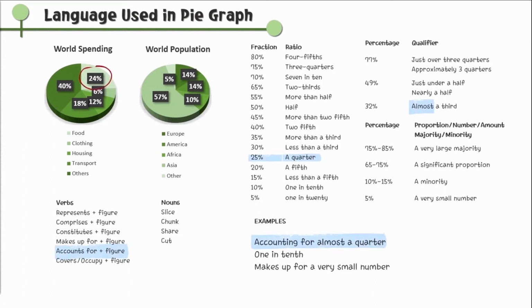There are some ways. Change percentages to fractions, percentages and its qualifiers, and percentages to proportion, number, amount, majority, or minority. Also, we can make use of different nouns and verbs to use in your body paragraphs. You can pause the video to copy the given expressions and try to maximize it in writing your report on pie charts. Let us check some examples using our graphs. Accounting for almost a quarter, 1 in tenth, makes up for a very small number.